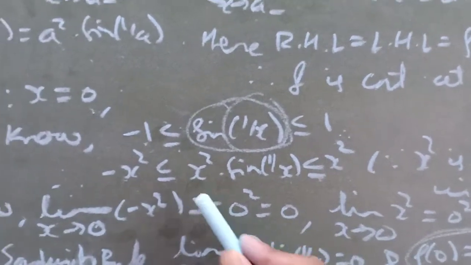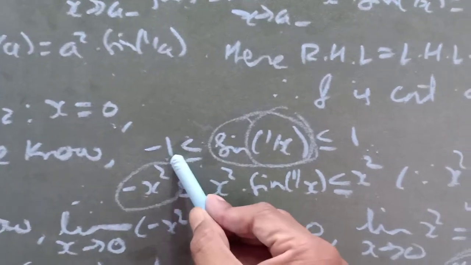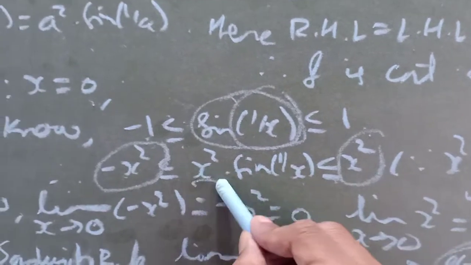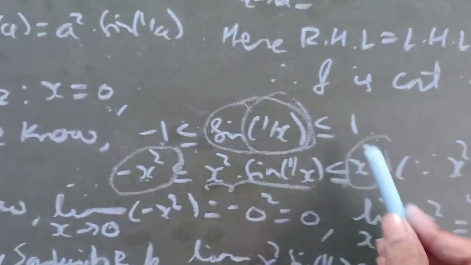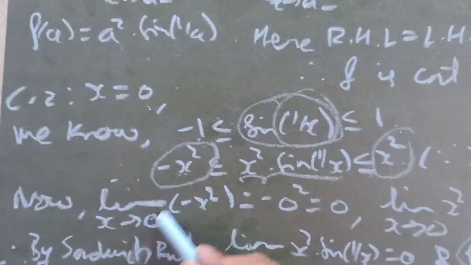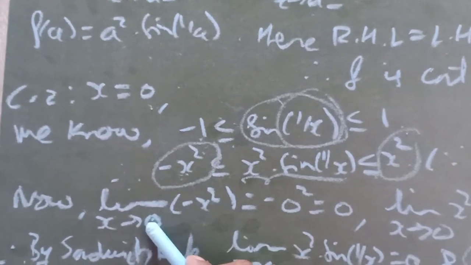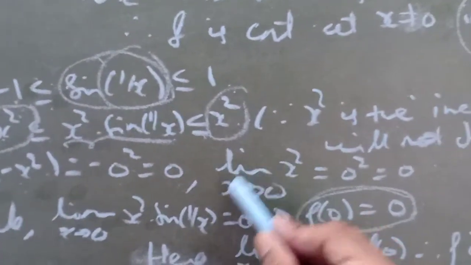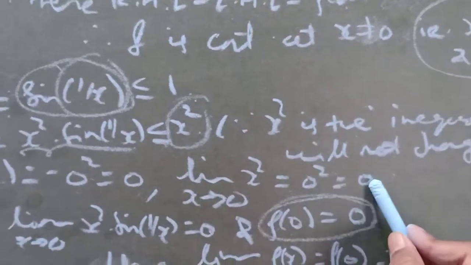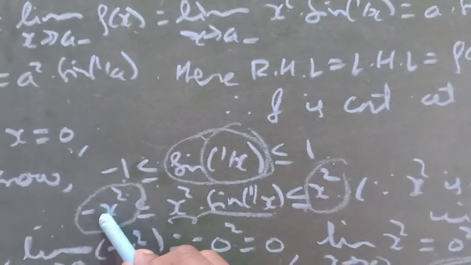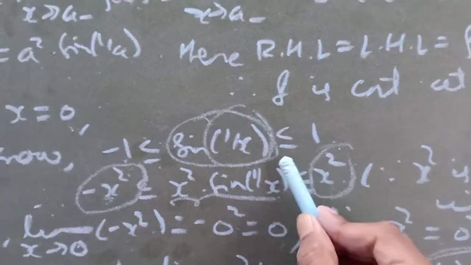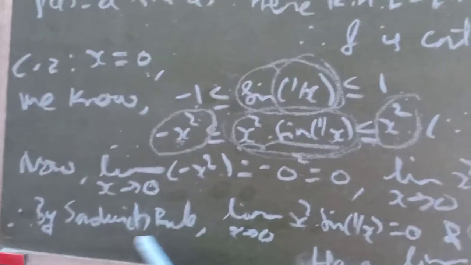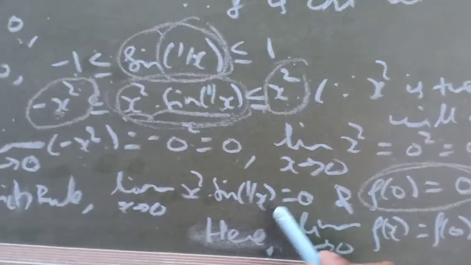Now the sandwich rule is like this: you first find the limit of the left side and then the limit of the right side. If both are the same, then according to the sandwich rule the limit of the middle is also the same. Limit as x tends to 0 of minus x² is minus 0, which is 0. Limit as x tends to 0 of x² is 0. Both limits are 0, so by the sandwich rule, the limit as x tends to 0 of x² sin(1/x) is 0.